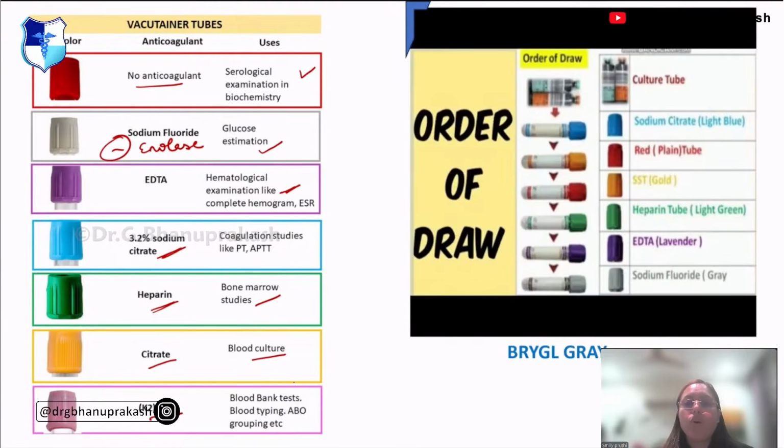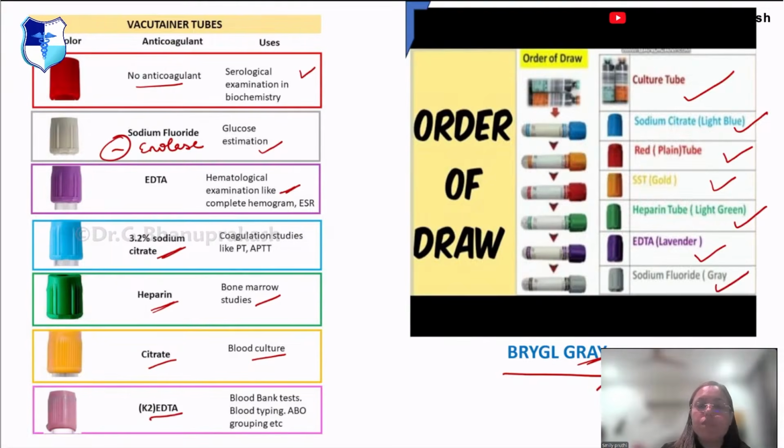Then recently order of draw was asked. What is the order of draw? The mnemonic here is Brigel Gray. BRYGL, and the last one is gray because there are two G. First G is green and the latter G is gray. So the mnemonic I have made is Brigel Gray. So first culture tube, then B for blue, R for red, Y for yellow, then G for green, L for lavender, and then last gray. This is the order of draw.